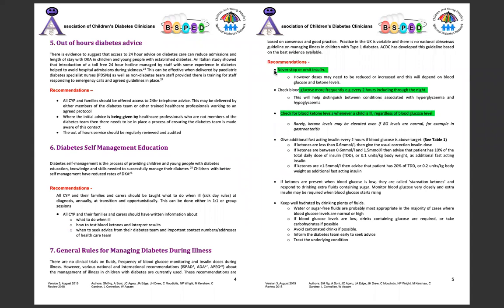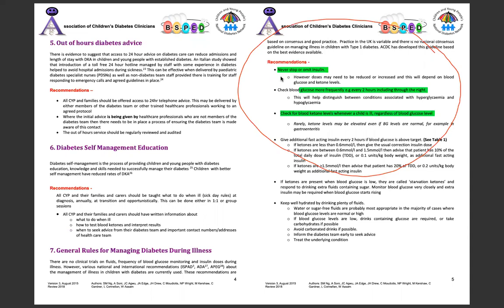Now there are some recommendations: never stop insulin or omit insulin. But if it is below 4, we can stop, because the patient is going to be shocked. And check blood glucose frequently, every 2 hourly. Check blood ketone when the child is ill, regardless of blood glucose.